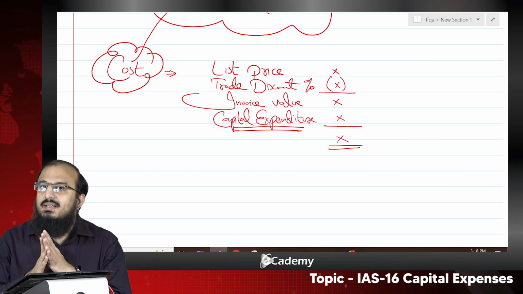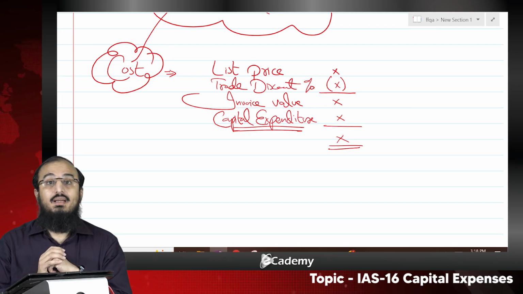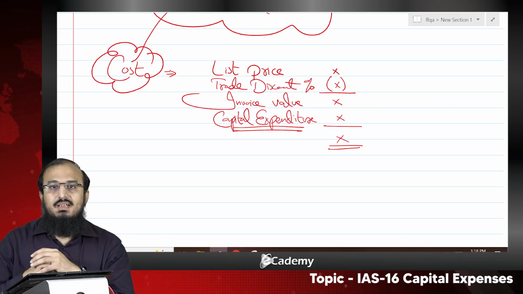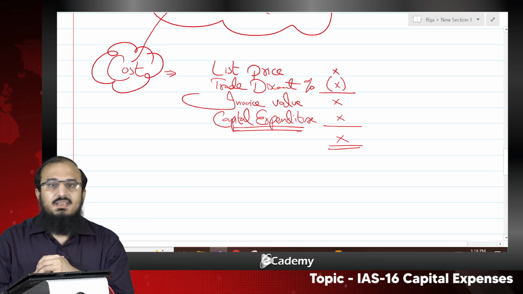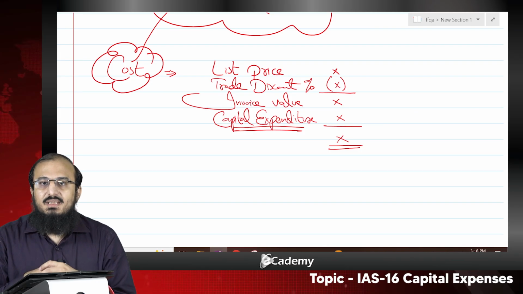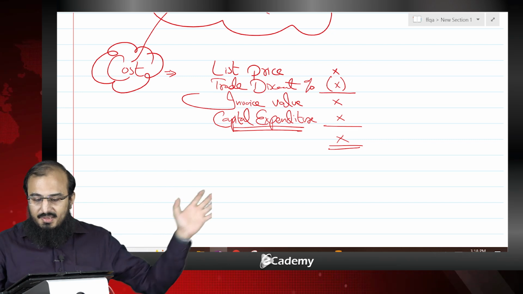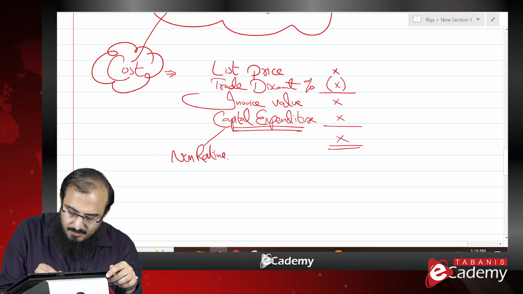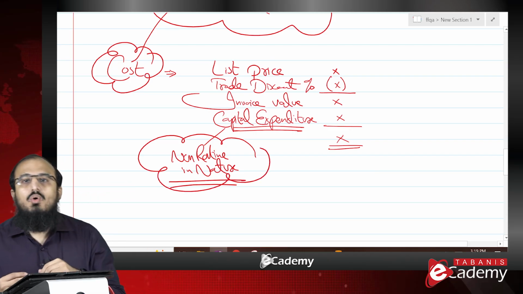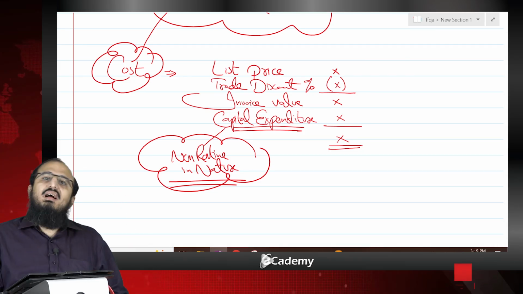Capital expenses are not the routine ones. So that means fuel is a routine expense. So it cannot be a capital expenditure, because a capital expenditure must be a non-routine expense. So I'm writing here: non-routine in nature. A capital expense is an expense which is non-routine in nature. Got my point?